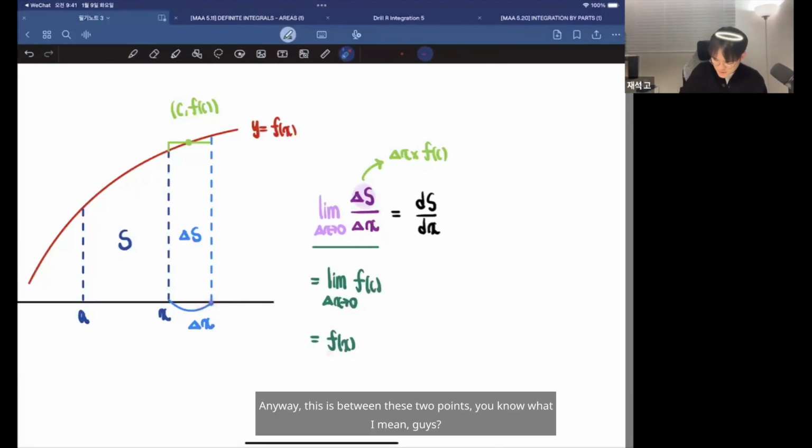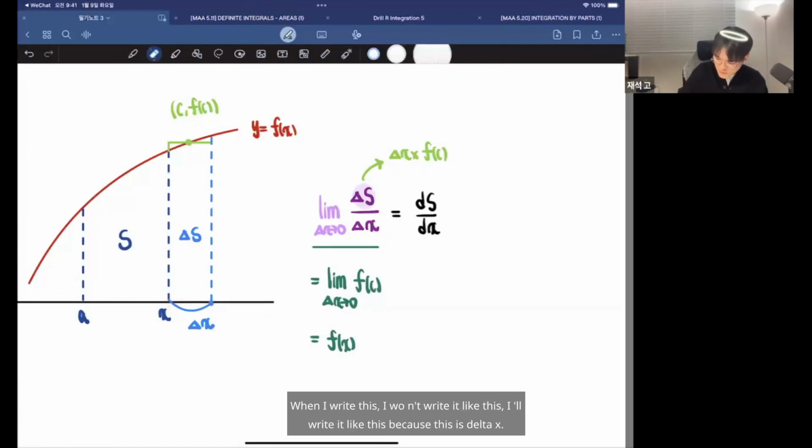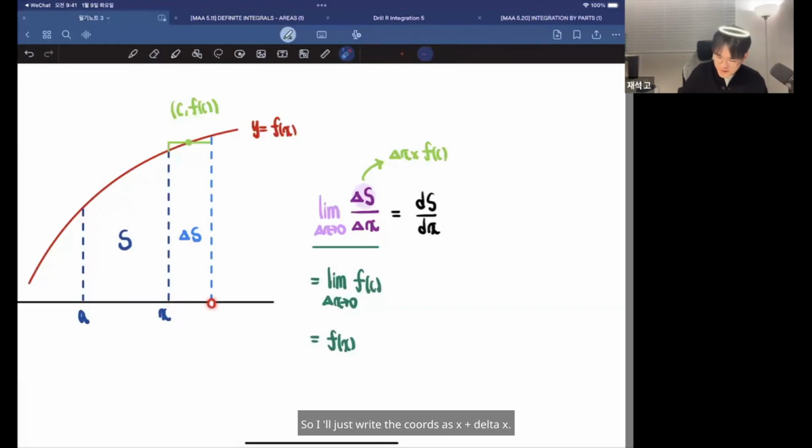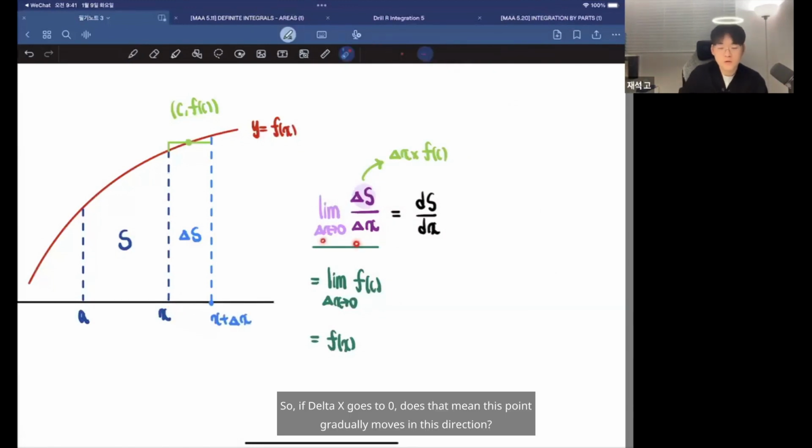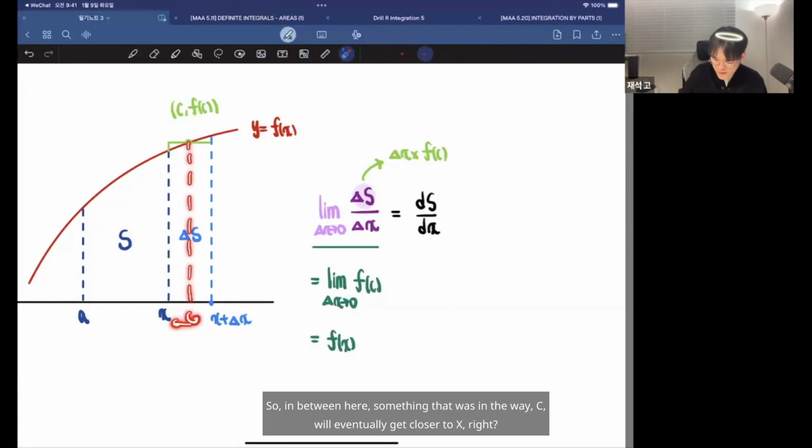Anyway, this is between these 2 points. You know what I mean, guys? When I write this, I won't write it like this. I'll write it like this because this is delta x. So I'll just write the chords as x plus delta x. It looks better, don't you think? So if delta x goes to 0, this point gradually moves in this direction. So in between here, c, which was in the way, will eventually get closer to x, right?